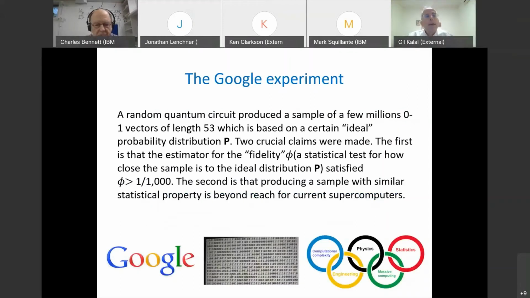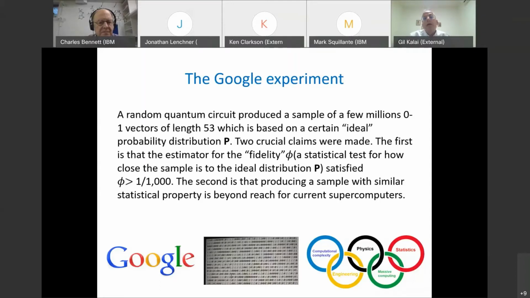The Google experiment consists of a random quantum circuit which produces a sample of a few million 0-1 vectors of length 53. So there were altogether 53 qubits, and they ran a certain random quantum program. And at the end, there was a sample. You can see here some of the first vectors in this sample, and this sample represents in a certain way an ideal probability distribution that would have been produced if there was no noise.